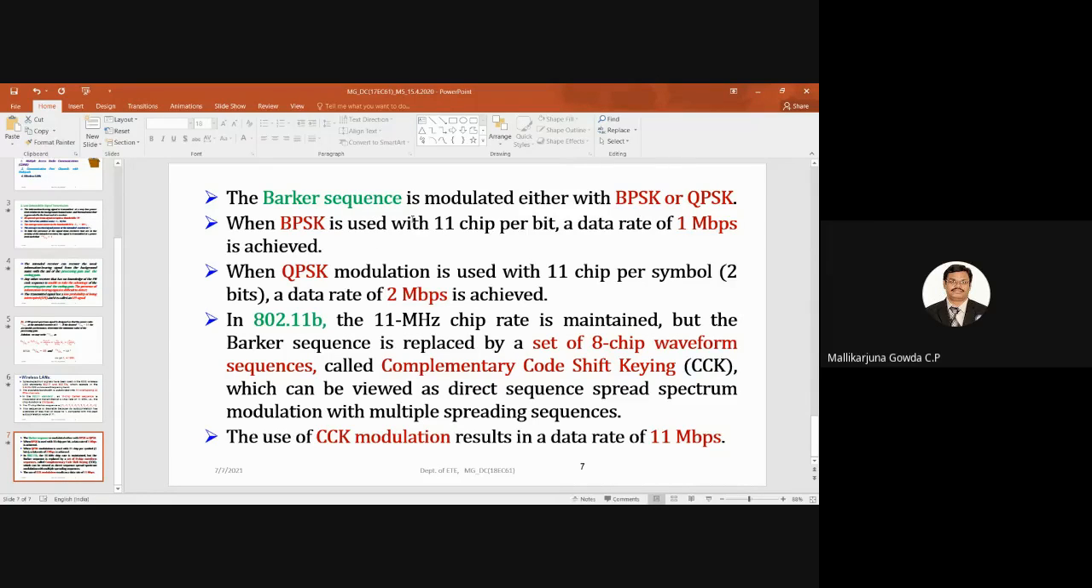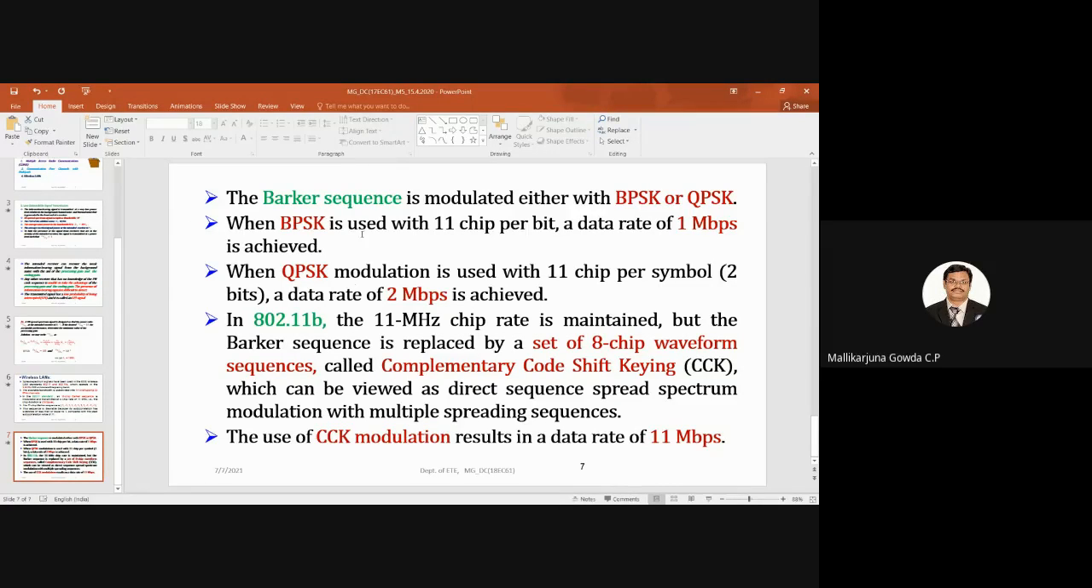So the Barker sequence is modulated either by using BPSK or QPSK modulation. When I use BPSK, it is possible to achieve some data rate. If I use QPSK, we are able to achieve some other data rate. So that is what is specified here. When BPSK modulation is used, with 11 chips per bit, it is possible to achieve a data rate of 1 Mbps.